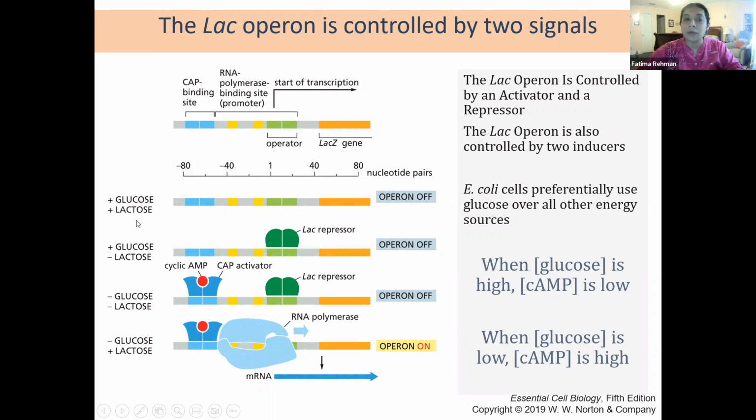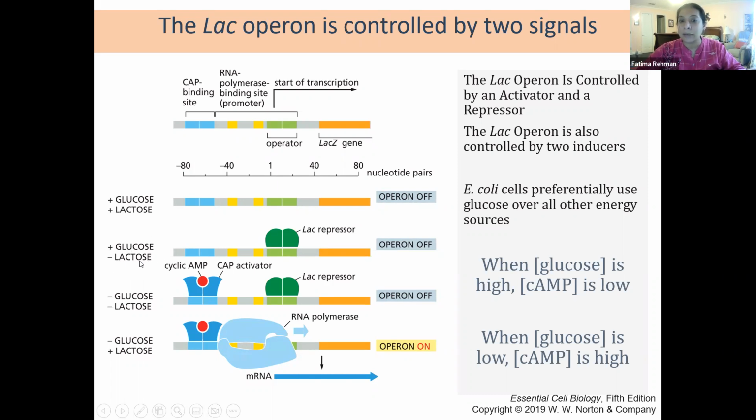When you have plenty of glucose and lactose around, the operon is going to be turned off because there's plenty of lactose, there's plenty of glucose. The cells are able to use the glucose as the preferential energy source. They don't need to worry about the lactose and its consumption or its production. They can just go on with the day. When there's plenty of glucose and not a lot of lactose, again, there's no need for the operon to be activated.